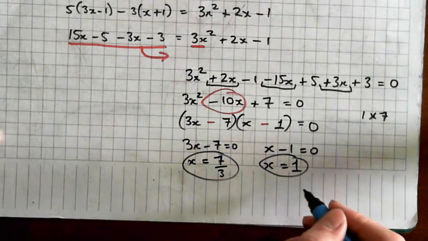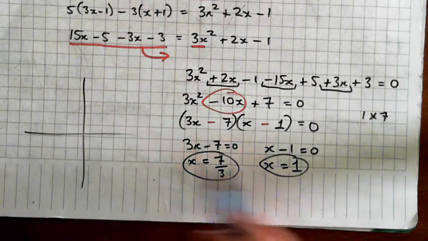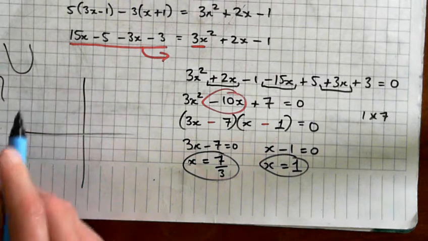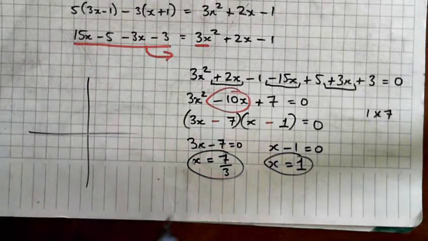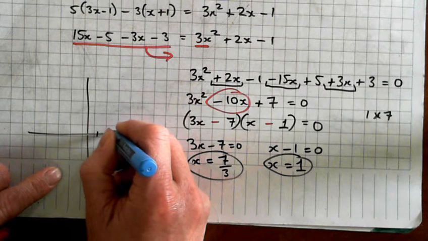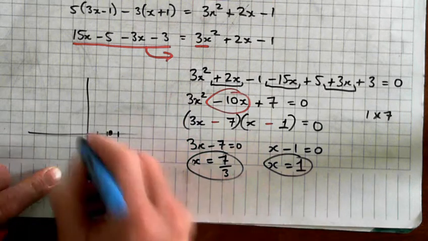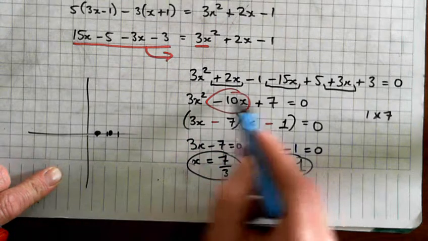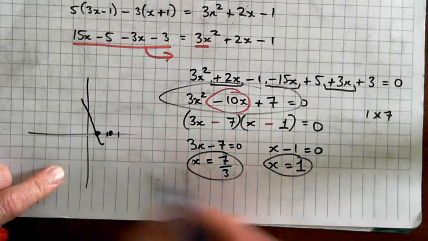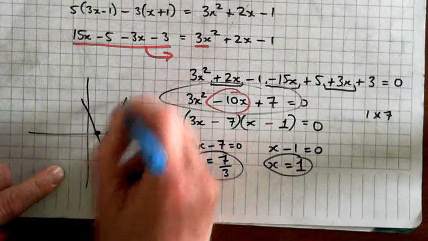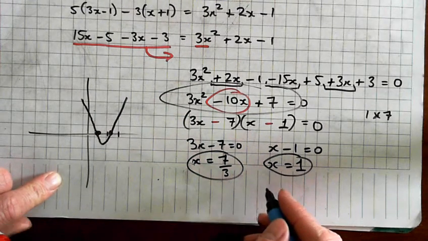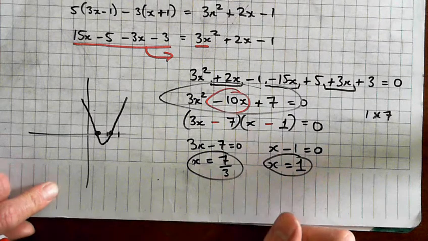Now what do those two answers mean? They mean that this was a quadratic equation. Quadratic equations look like that or that. That's the shape of the graph. 7 over 3 is 2 and a third. So 1, 2, 2 and a third is roughly there. And 1 is there. So where does this quadratic equation, where does the graph cross the x-axis? Crosses it at 2 and a third, or 7 over 3 and 1. So that's what those two answers mean. Where does the quadratic equation cross the x-axis?